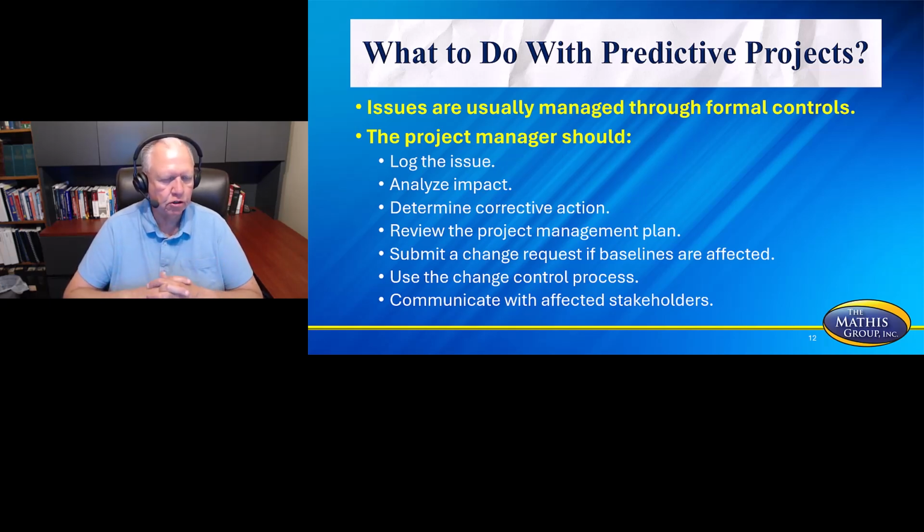So what do you do with predictive projects? This is going to be your traditional waterfall project. Issues are usually managed through formal controls. So the project manager should do certain things. They would log the issue, analyze impact, determine corrective action, review the project management plan, submit a change request if baselines are affected, use the change control process, and communicate with affected stakeholders. Those are going to be pretty common.